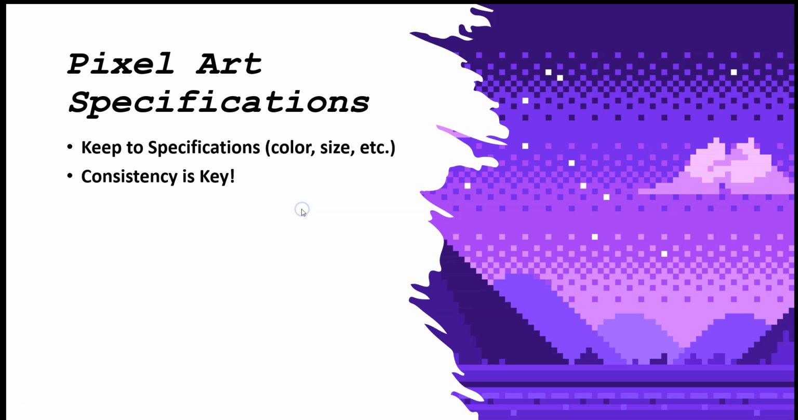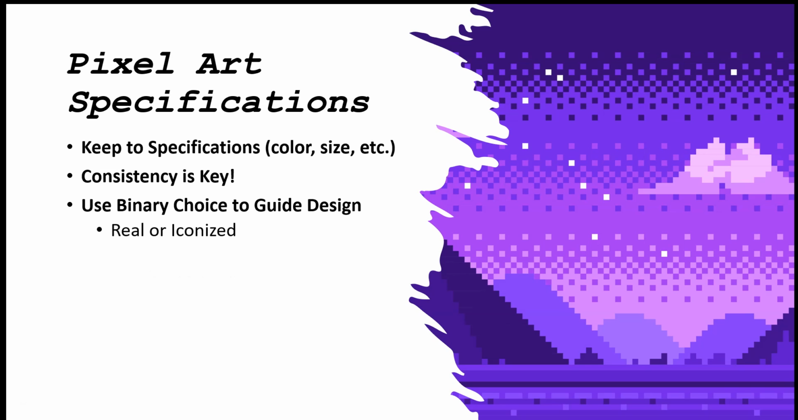The next thing to kind of discuss, though, is that of using binary choice in order to guide your design. And this is a good thing to kind of think about from a high level. So what do I mean when I say binary choice? Well, binary choice means you're picking one of two options. So, for example, if we look at something and we're asking, is it realistic or is it iconized? Realistic obviously means we're going for something much more photorealistic. We're looking for accurate proportions. We're looking for things that we could see in real life.